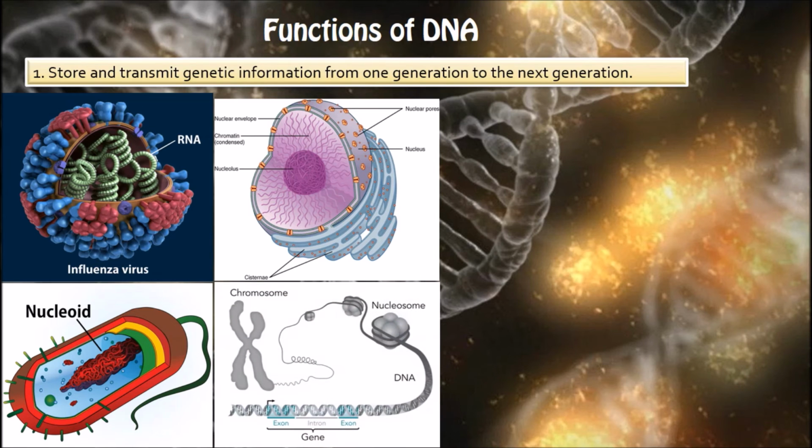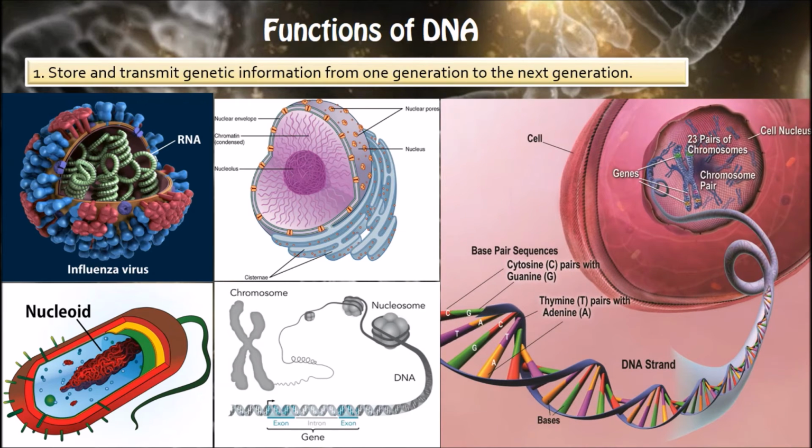DNA and associated proteins form structures called chromosomes. A chromosome may contain tens of thousands of genes. Those genes provide information to perform various functions and to produce different products in the cell.